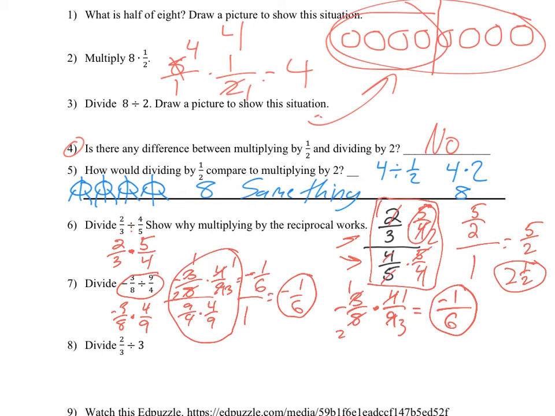Let's go ahead and try number 8. We have 2/3 divided by 3. Well, that really means 2/3 divided by 3/1. Instead of dividing by the 3/1, we are going to multiply by its reciprocal and multiply across. We get 2 over 3 times 3, which is 9, 2/9.